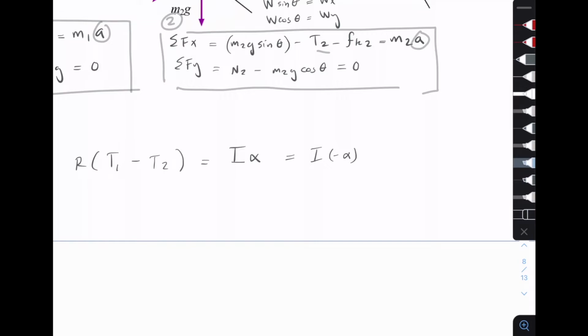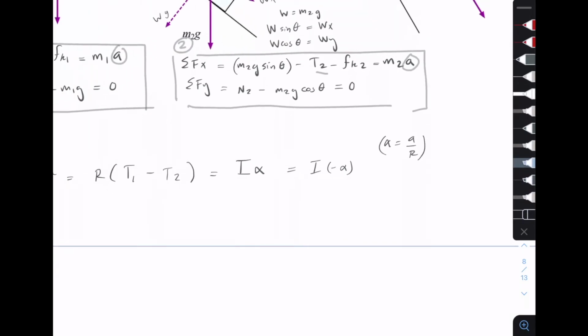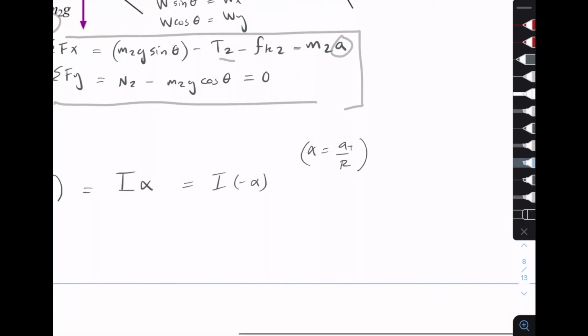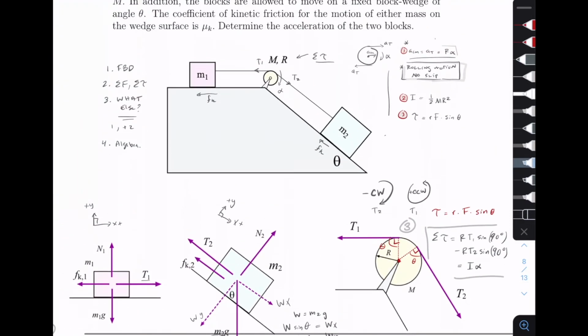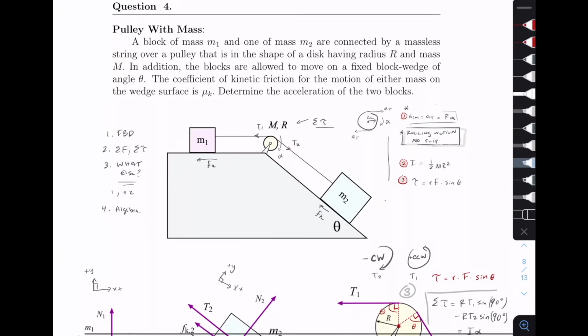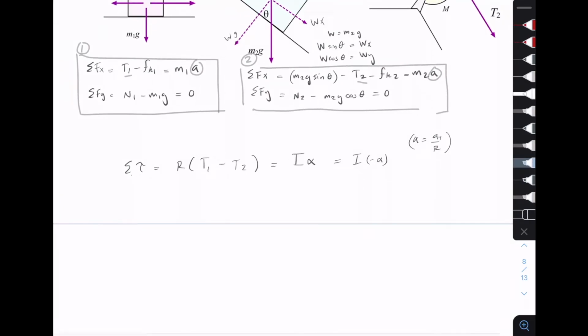Okay, and so we're going to plug in alpha is equal to A over R, okay? And keeping that negative, because we know that this A tangent is going to be equal to the acceleration that we're trying to find. So we know that this tangent acceleration coming off of this wheel is going to be equal to the acceleration of the string as it moves across, and therefore the acceleration of these two blocks. So we know the system is connected in that way, and so we can use this rolling motion with no slip equation here. Okay, so that's going to allow us to sub things out.